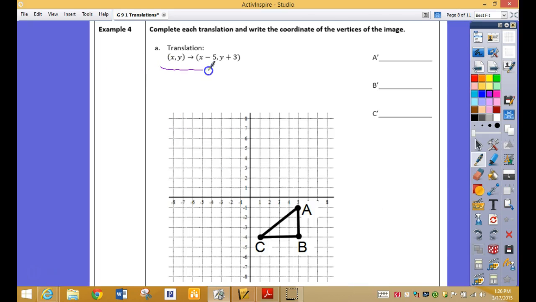First thing we want to do right here. That's our directions on our translations. That's where they want us to slide it. They want to say X minus 5 and Y plus 3. So let's start with the A. Give me directions on where to move the A.